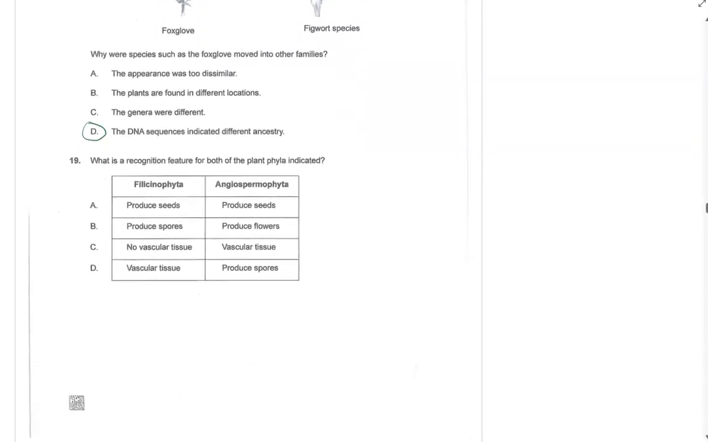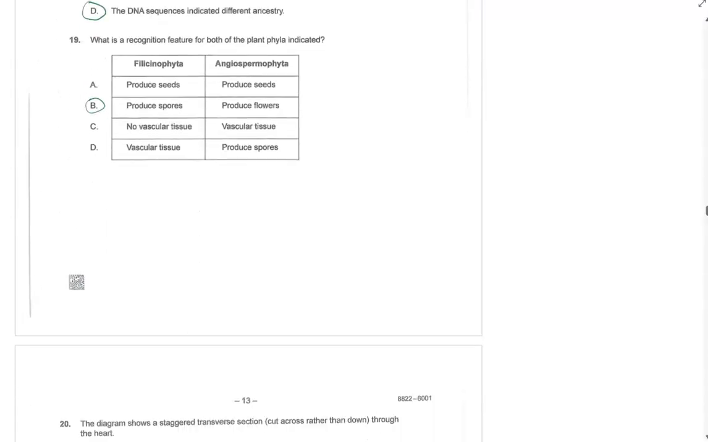Then we've got our friend there, the foxglove, which was once in the figwort family, so it's now been reclassified. And so why was the foxglove moved into other families? It was because of the DNA sequencing, which suggested different ancestry. So then 19, what is the recognition for both of the plant phyla indicated? So for the filicinophytes, they produce spores, and the angiospermophytes produce flowers. So the answer is B. I appreciate that we maybe haven't totally learned all of those things quite yet.